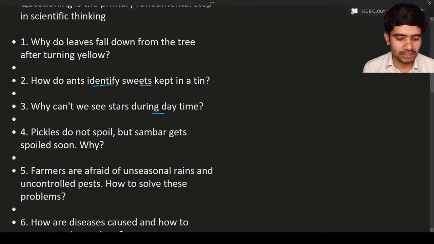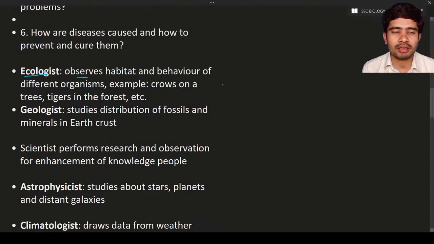First of all, what is meant by ecology? Ecology is nothing but the study of organisms in nature. That is known as ecology. The scientists who study this subject are known as ecologists. They will study about these organisms in nature.